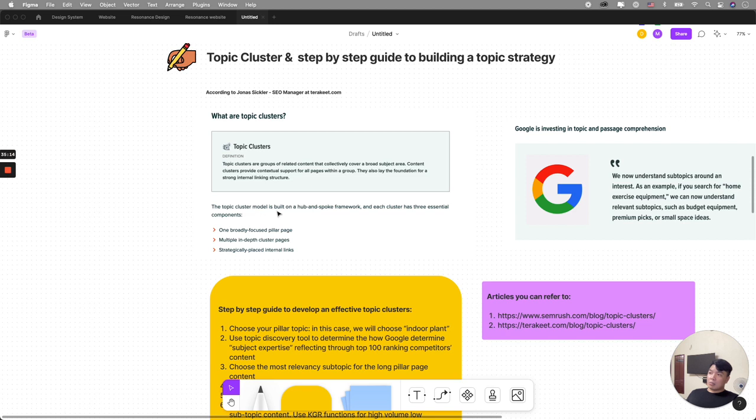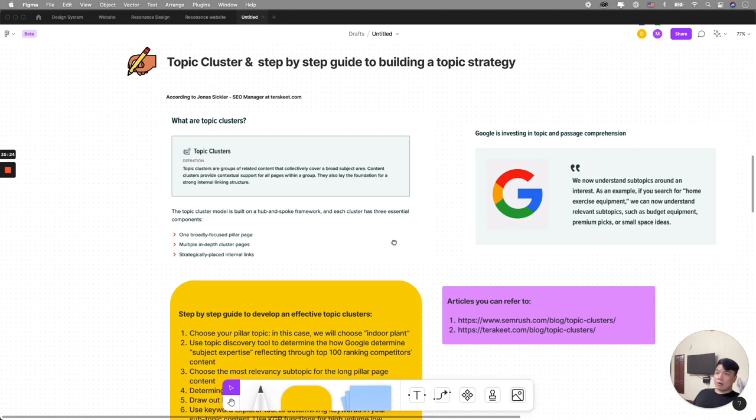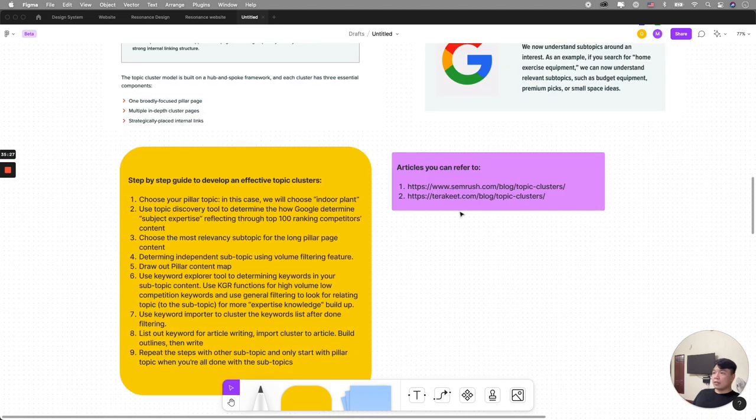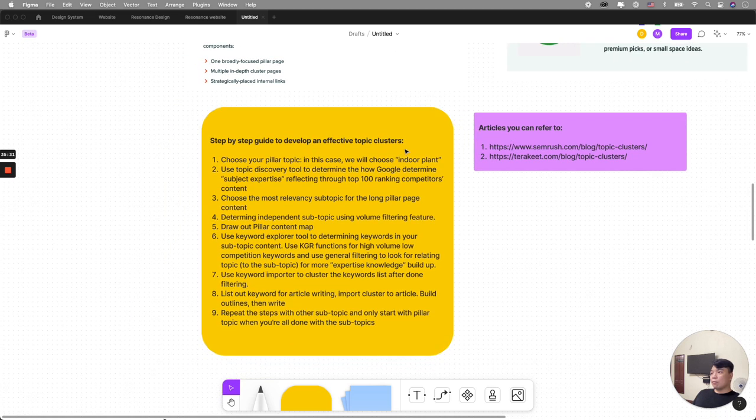The topic cluster model is built on a hub and spoke framework. A cluster has three essential components: one broadly focused pillar, multiple in-depth cluster pages, and strategically placed internal links, right? And so there's some articles over here I'll share later on in our groups. From that, we'll build a step-by-step guide to develop an effective topic cluster right here.